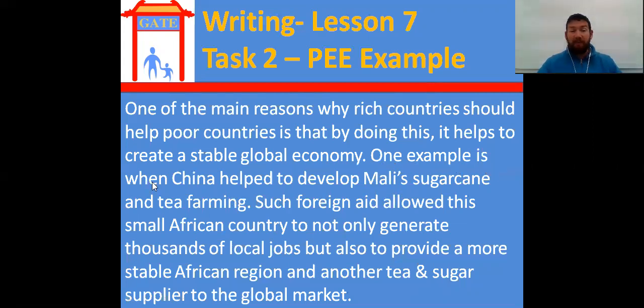One example is when China helped to develop Mali's sugar cane and tea farming. Okay, now a lot of you guys are going, but where do you get these examples from? Actually, I got this example from one of my students. This is probably one of the best examples I've ever heard from a student because it's a very, very specific example, which is great. The more specific your examples, the better. We can't always do that. Sometimes your examples have to be a little bit general.